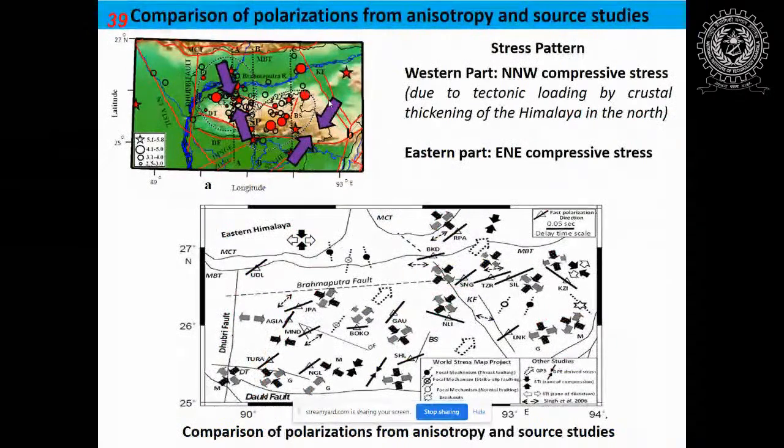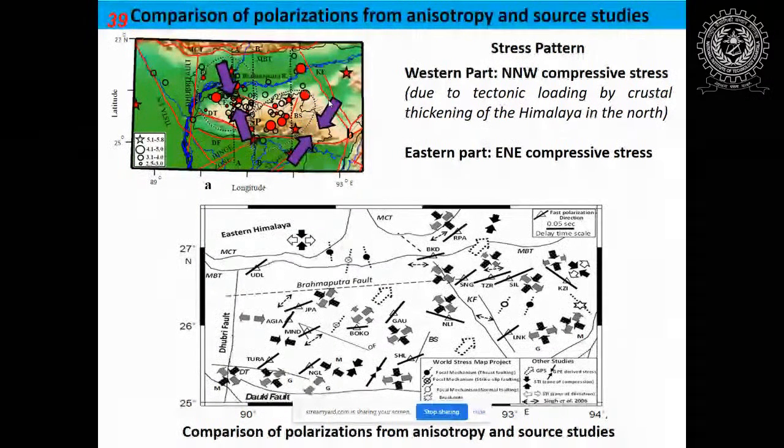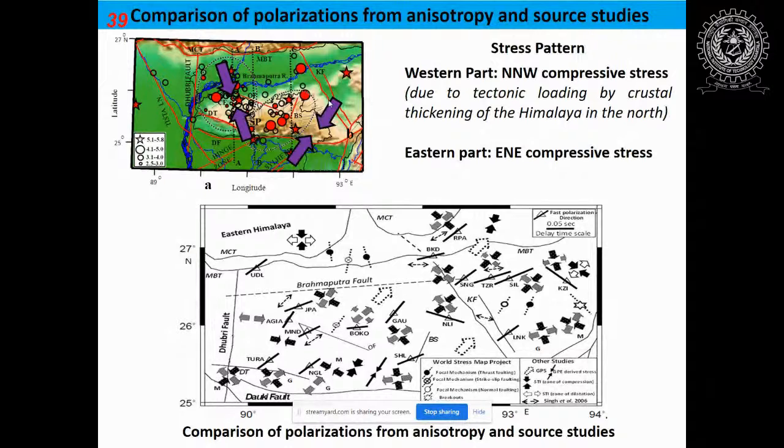And as I mentioned, the focal mechanism can be used for determining the tectonic stress pattern. So we have derived the tectonic stress pattern for the northeast region of India, including the Shillong and Mikir Plateau, using the focal mechanism solutions and source parameters. Here in the figure, we can see the stress pattern for the Shillong and Mikir Plateau. In the western side it is oriented north of west, while in the eastern part it is oriented north of east.